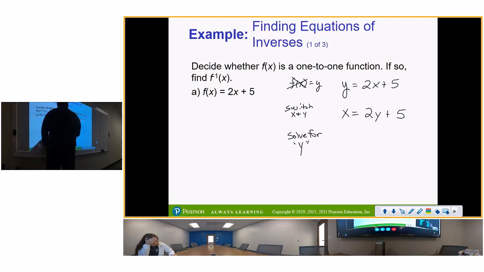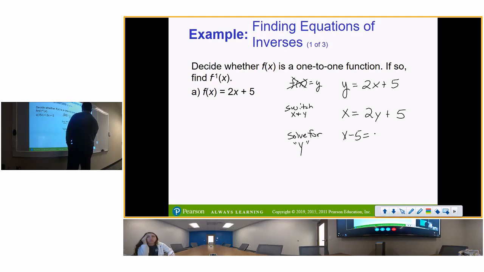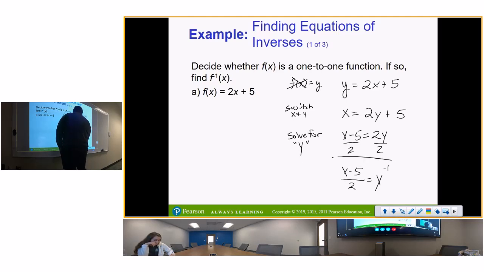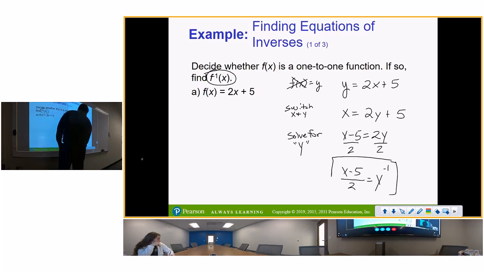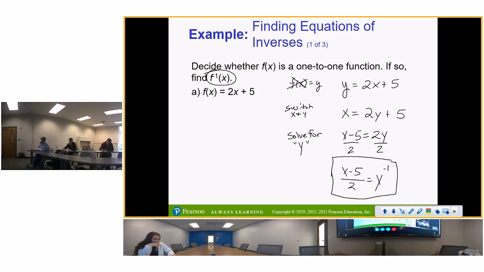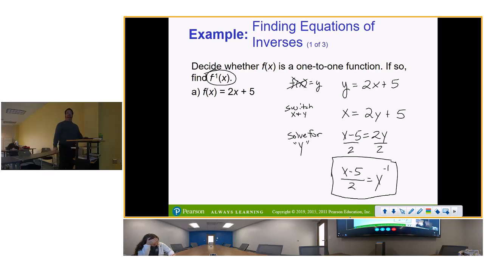Y. Solve for y. So x minus 5 is equal to 2y divided by 2. And x minus 5 over 2 is equal to, not y, but y what? Y inverse. And that's what they're asking for. Y inverse, or f inverse of x, which is y inverse. So write that down because I will ask you to do that on a test. Okay? So make sure you know how to find the inverse function. That's how you find it.